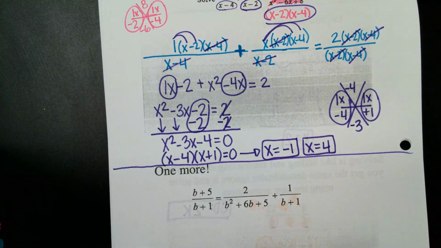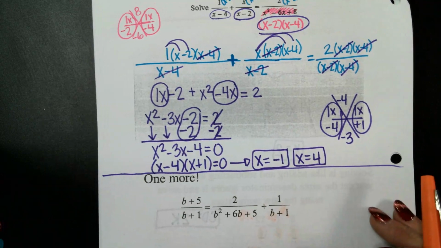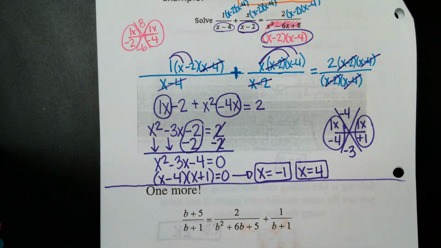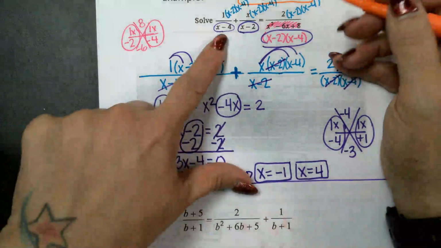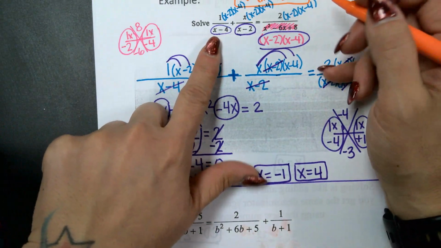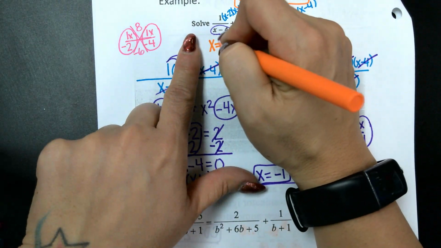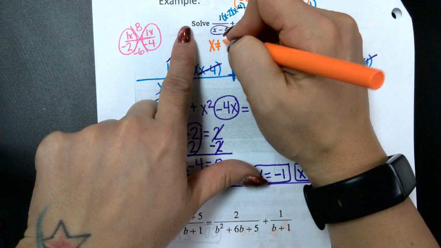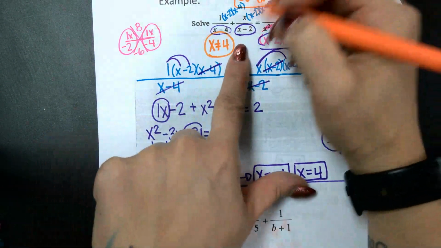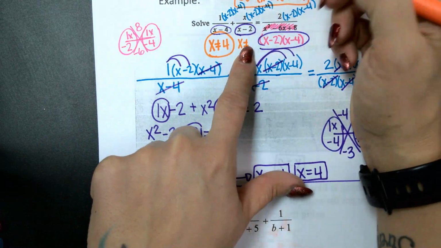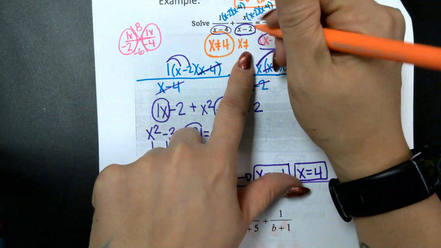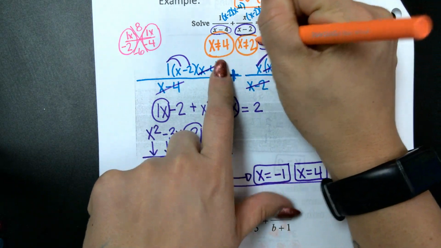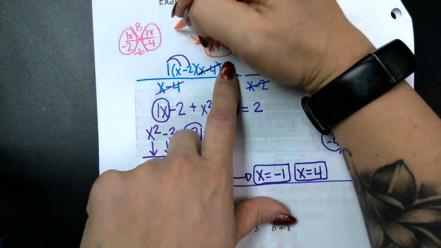And what we need to do is go back up to the original problem and figure out what our restrictions would have been. Okay, so if I go back up to the top, there was an x minus 4 on the bottom. So what could this x not be? Positive 4. That's a restriction. And what could this x not be to cancel out the minus 2? Positive 2. There are the restrictions.